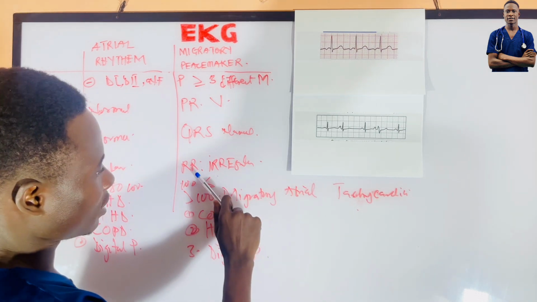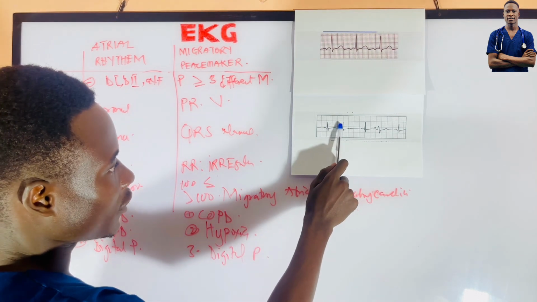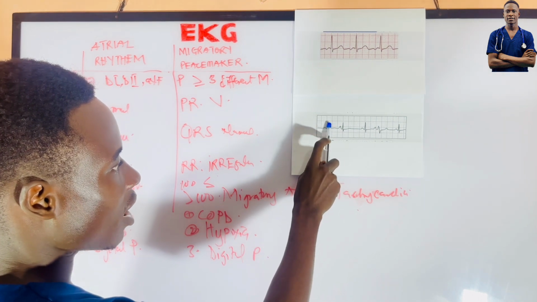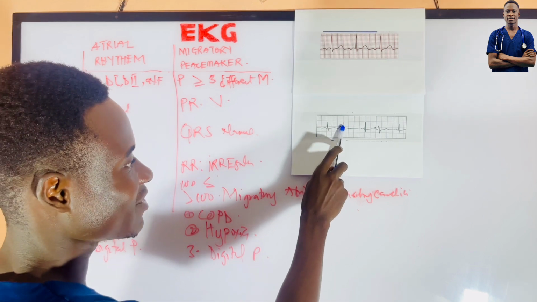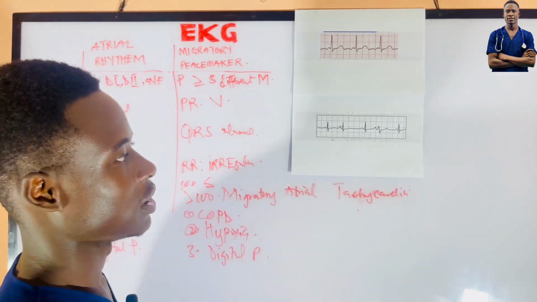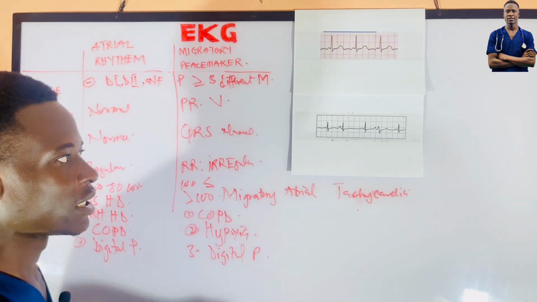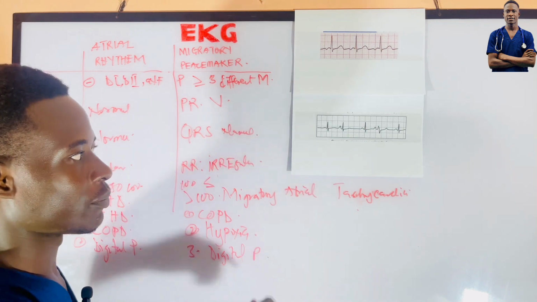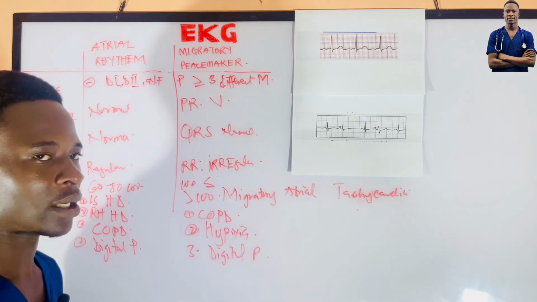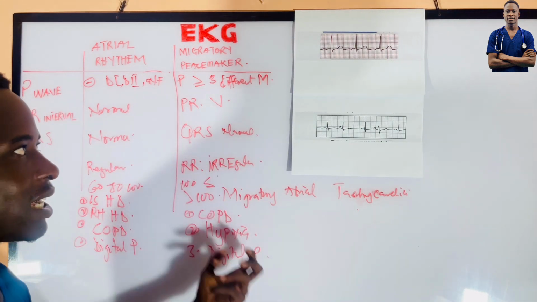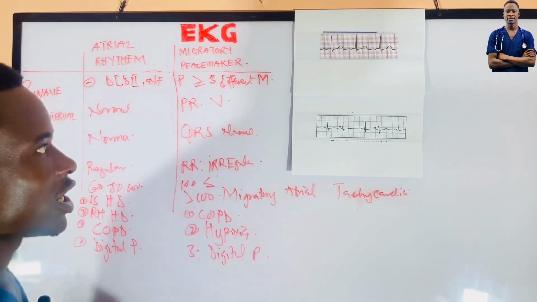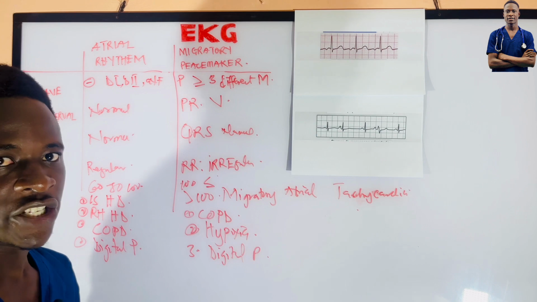Now let's look at the irregularity. We have the distance between this R and this R. It's not the same as the distance between this R and this R. Do you understand? And this one and that one. So because of that, we say there's no regularity between them. Now we say this is irregular. This is also irregular. So this gives us an idea of how to read the atrial rhythm and the migratory pacemaker.